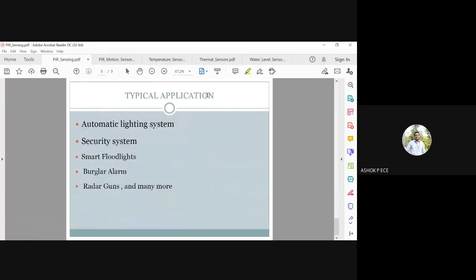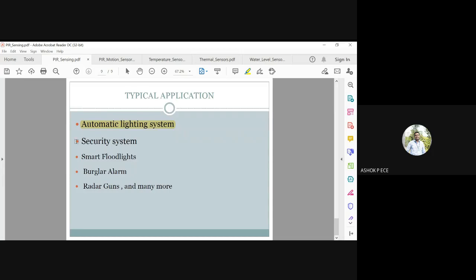A typical application is an automatic lighting system. Street lights are powered by LED and a controlled power supply. To avoid wastage, whenever a human being is near the street light, you can turn it on; otherwise, you can turn it off. The automatic lighting system can be implemented using a PIR sensor, and it can detect up to 30 feet. 30 feet is a huge area, right? So you can control the entire street light operation dynamically using the PIR sensor.